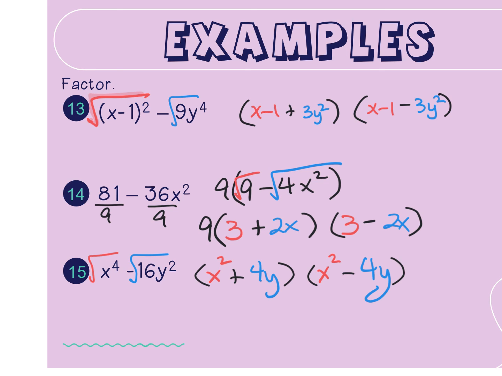Now, it may look like that second one is a perfect square. However, the y is not squared, so we would stop there. If we would have had originally a 16y to the fourth, then we would keep going. But I can't factor that any further, so I stop there. So that is all for the difference of two squares. Next, we're going to talk about factoring perfect square trinomials.